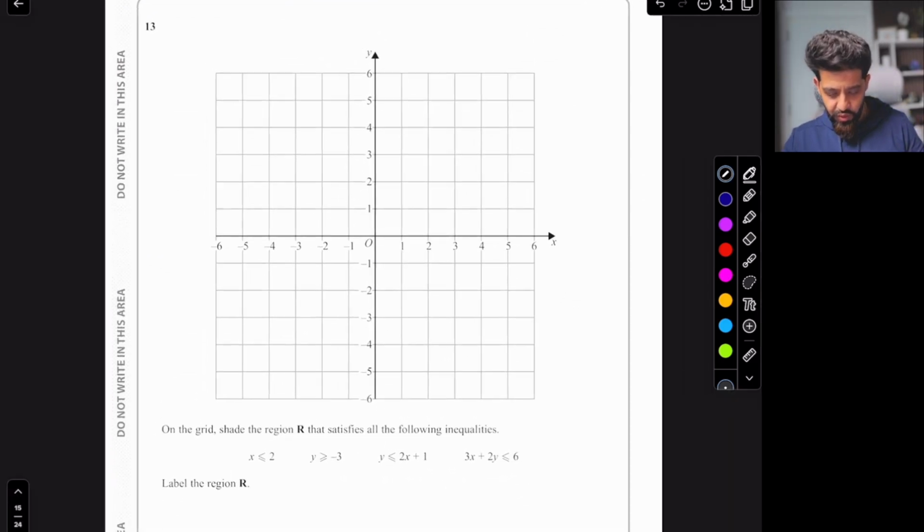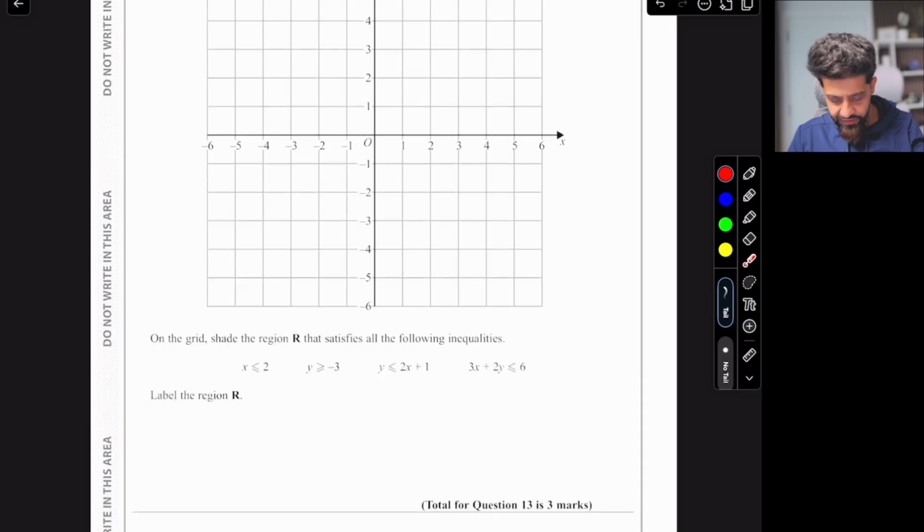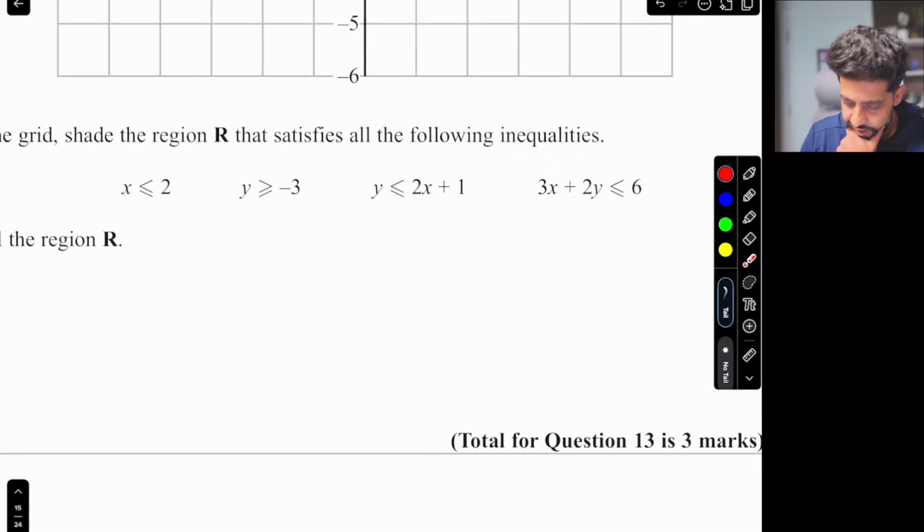Okay, inequalities now. Shade the region R that satisfies all of the following inequalities. Let's look at these lines first. So all of these lines, let's look at that. So this one, we need to think of x equals 2. We're going to draw the line x equals 2.